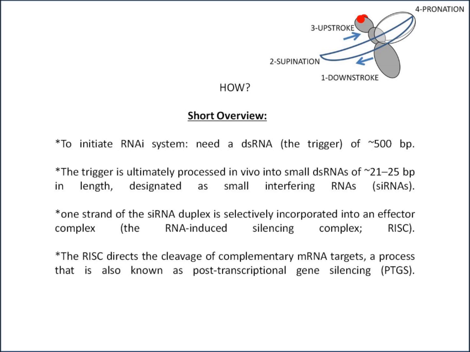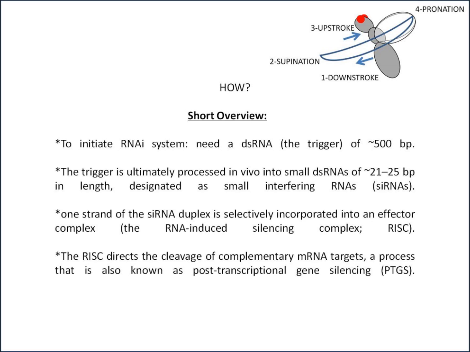Very short overview. To initiate the RNAi system, you need a double-stranded RNA, which is called the trigger, and it's about 500 base pairs long. This trigger is ultimately processed in vivo into small double-stranded RNAs of between 21 and 25 base pairs in length, and these are designated as small interfering RNAs or siRNAs.